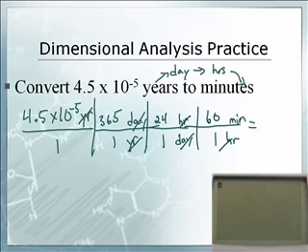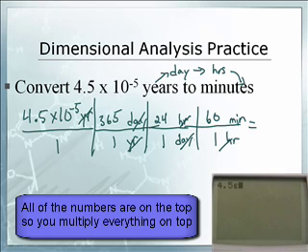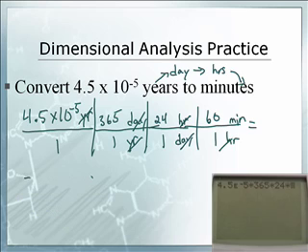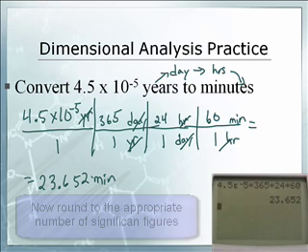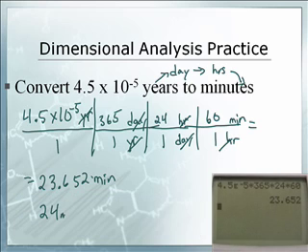So now, Mr. Sams, you can type it in. All right, what do we got? 4.5, second EE, negative 5. Times 365. Times 24. Times 60. And we don't have to do anything with the ones. 23.652 is our calculator answer, so that'd be minutes. Now, is that the correct answer? No. We want 2 significant figures, so we're going to call that 24 minutes.